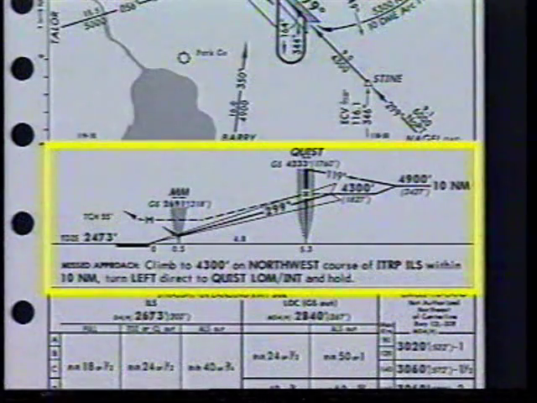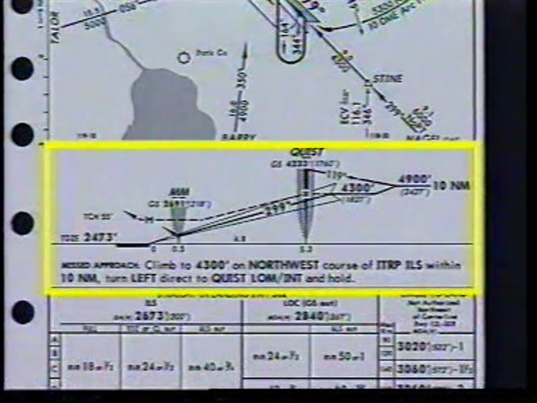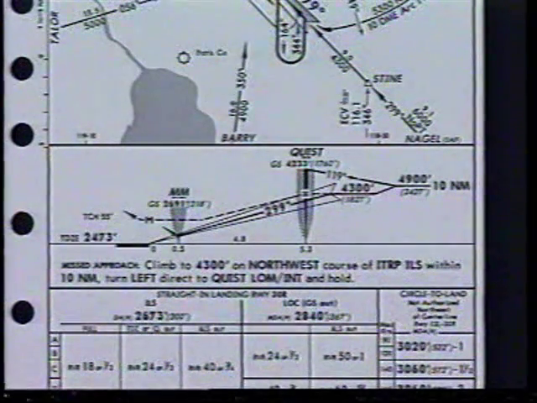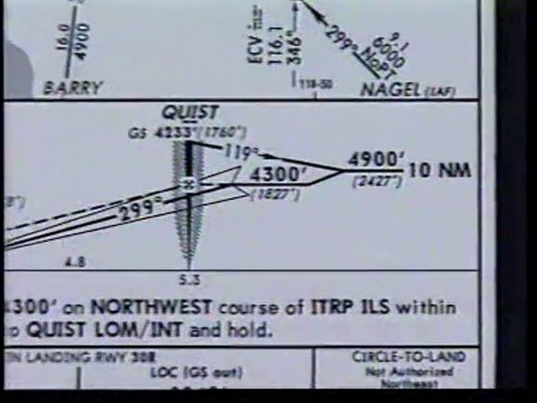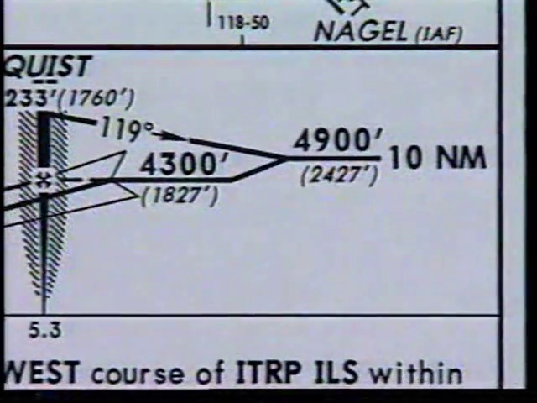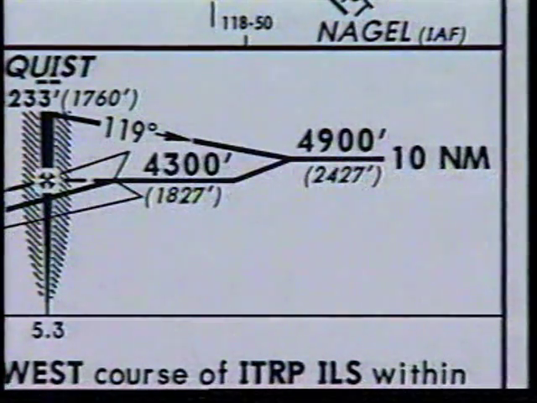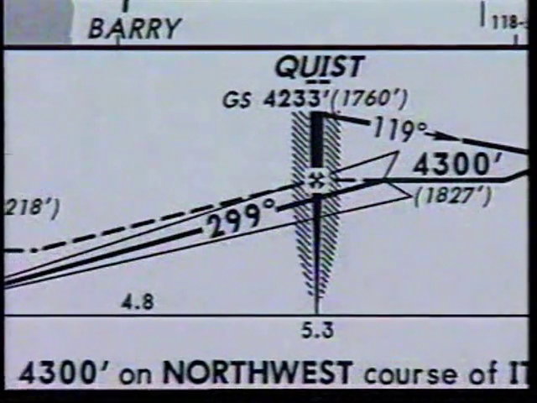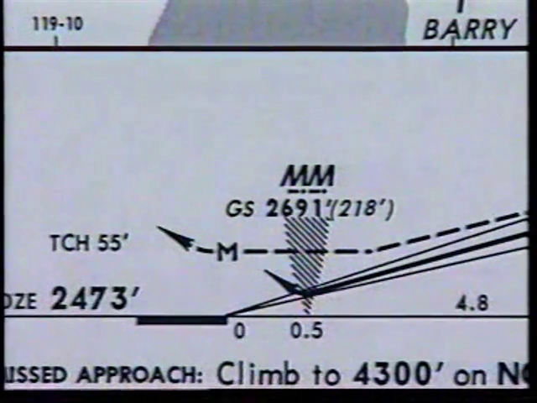Now let's discuss the profile view on the Terps California chart. This section of the approach chart is a side view of the procedure, but is not drawn to scale like the plan view. The profile view simply depicts the altitudes, fixes, distances, and magnetic courses to be flown. The dominant feature is the heavy solid line representing the flight path. Before glide slope interception, this line represents the flight path for both the precision and non-precision approach. From the glide slope interception point, it only represents the precision approach. The non-precision approach path is depicted by a dashed line.